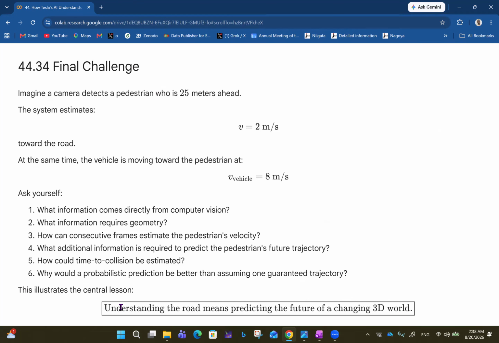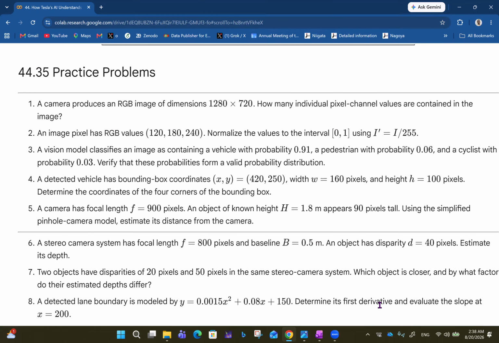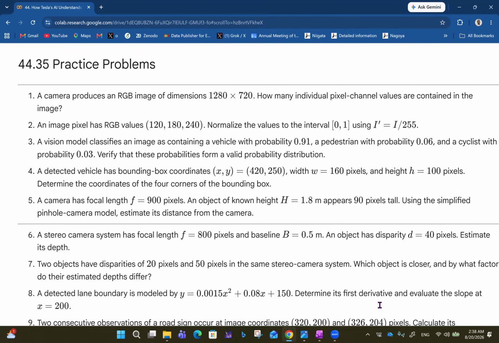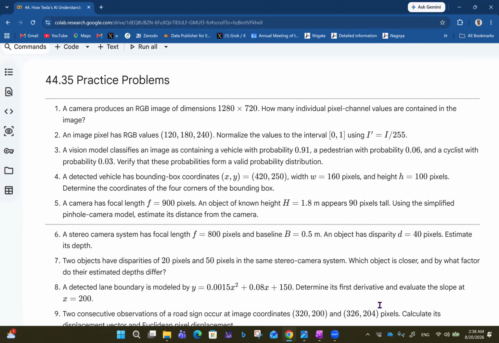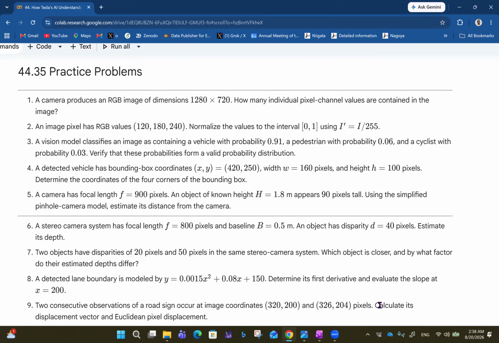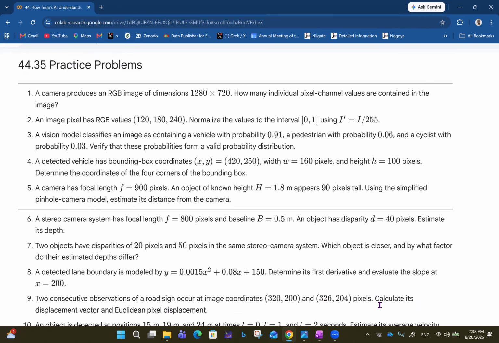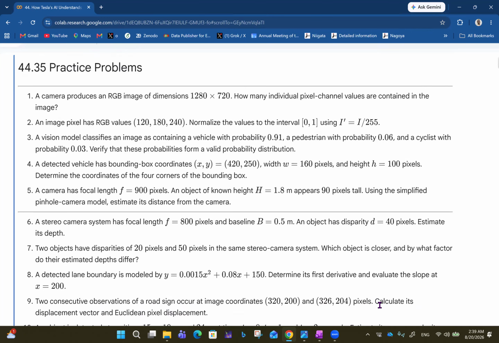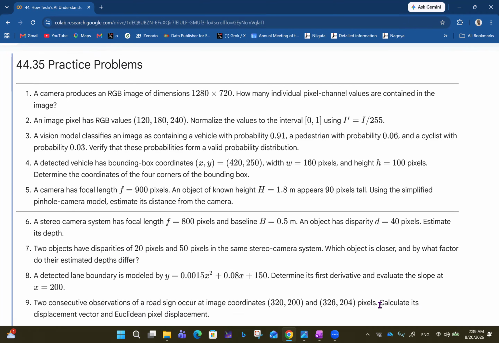This illustrates the central lesson. Understanding the road means predicting the future of a changing three-dimensional world. So that leads us to our practice problems, where I get to solve two of the problems usually. In this case, I'm going to solve problems 6 and 14. So here you can see all of problems 1 to 9. So I'll be solving 6.